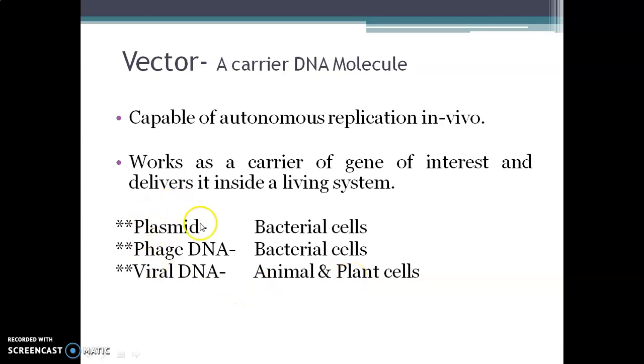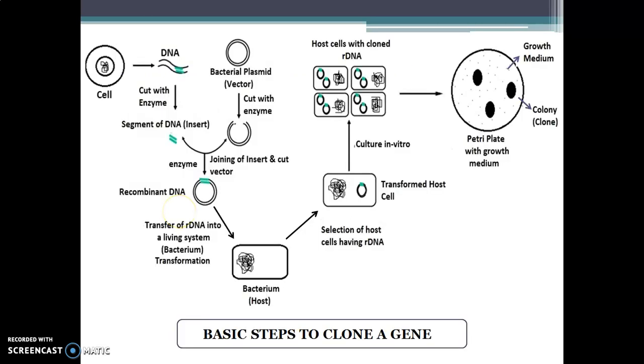So these all kinds of DNA molecules, whether plasmid, phage, or viral DNA, they have the capability to autonomously replicate themselves inside these living systems. So accordingly, they all can be used as a vector in gene cloning experiment. For practical purposes, we generally use plasmids in these types of gene cloning experiments. So in this figure, we have shown bacterial plasmid and we have used this as a vector.